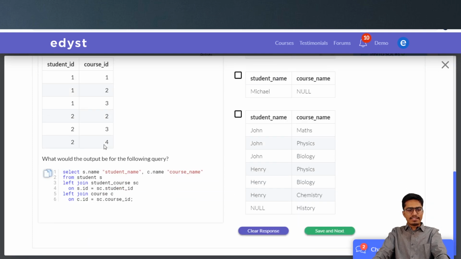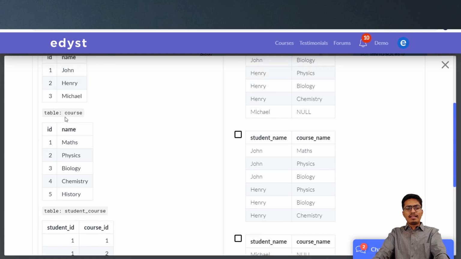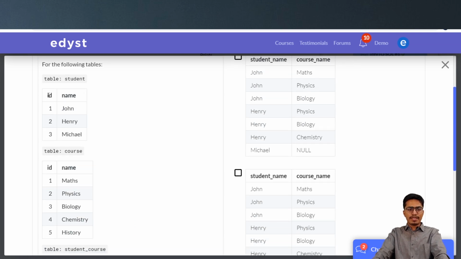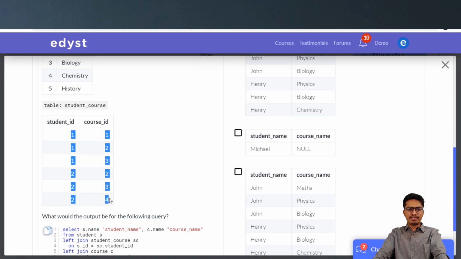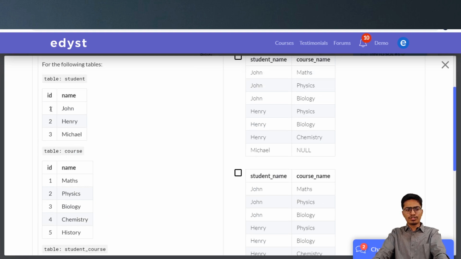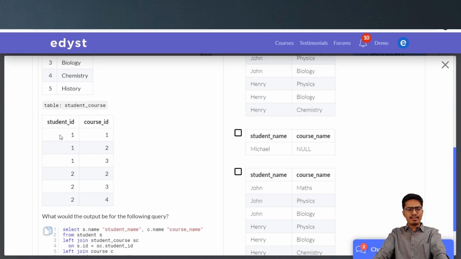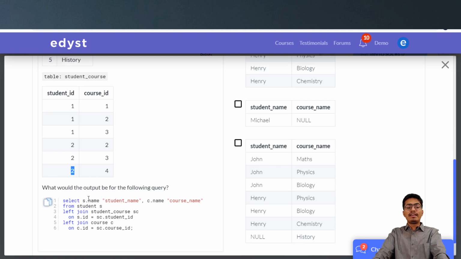So we're still working with the same set of tables. We're saying what would the output be for the following query: student S left join with the student course, left join with the course. So what that means is, first we're going to just focus on this part. Remember what a left join is. Try to do a complete matching first. So you want to match this table with this table. So your student IDs John and Henry are going to basically fill in here. So you have John, John, John, Henry, Henry, Henry as the set of rows that have matched.